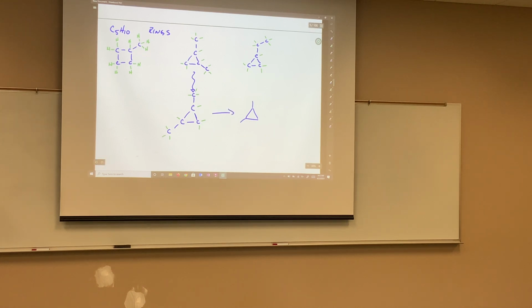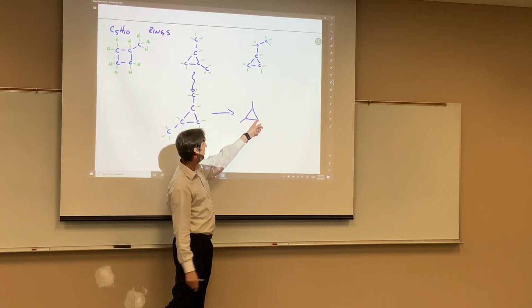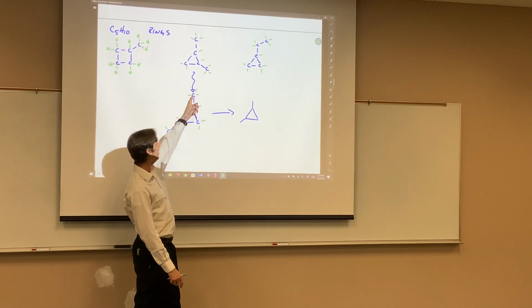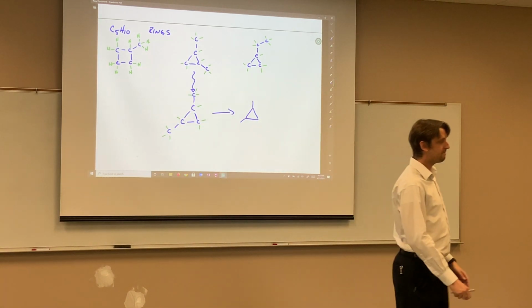Can you guys follow this here? There's our 3 carbons that are in our triangle, and then we have a carbon coming off the end and a carbon coming off the other end. Good.